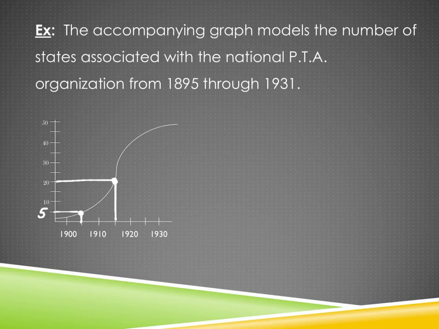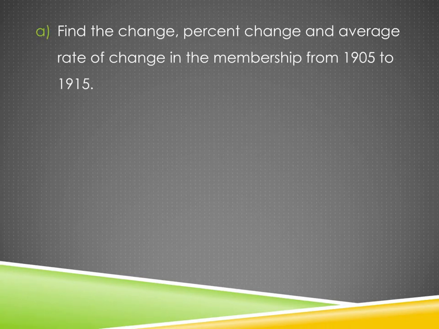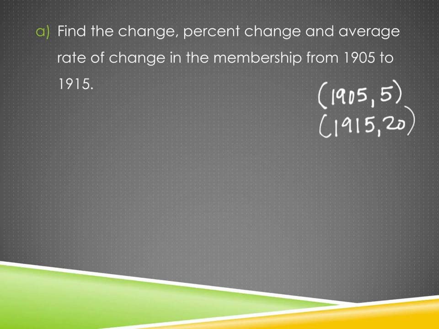Yours may not look quite as close to that on mine because I'm using these really broad, thick pen strokes to try to make it as visible to you as I can. But that's kind of what it looks like. So my data values look like I'm dealing with 1905, and there being 5 states, and 1915, and there being 20 states. Does that seem reasonable? So these are the values that I'm going to use over here as I'm calculating my change, percent change, and average rate of change.